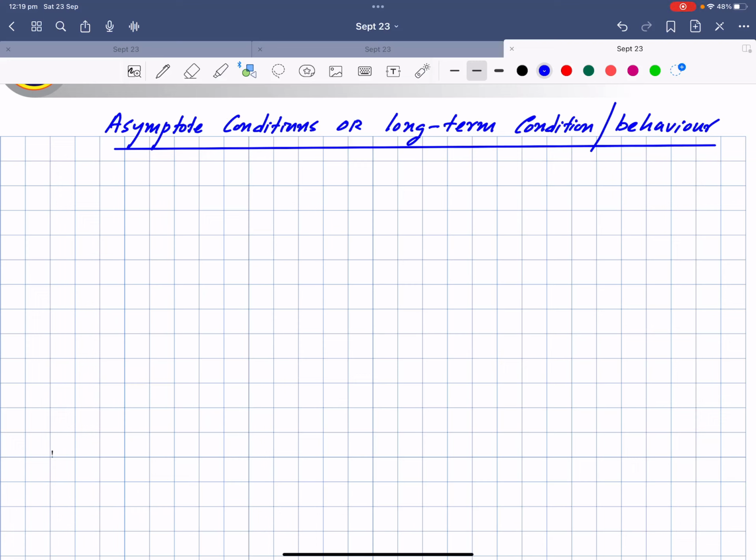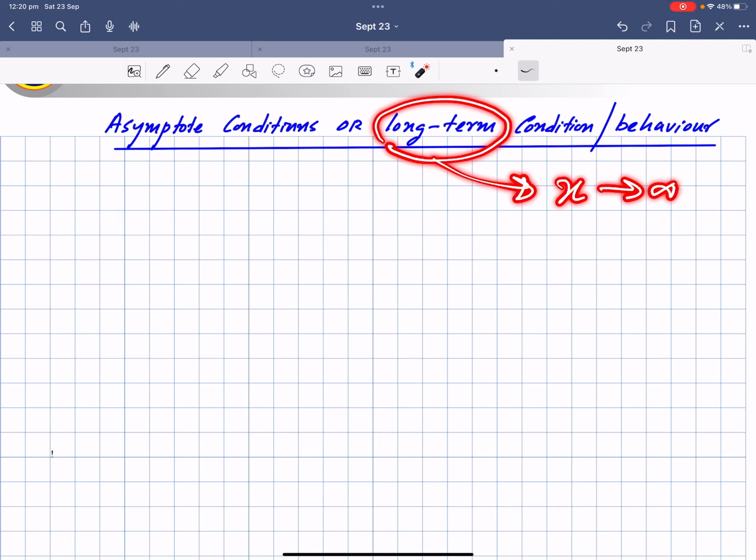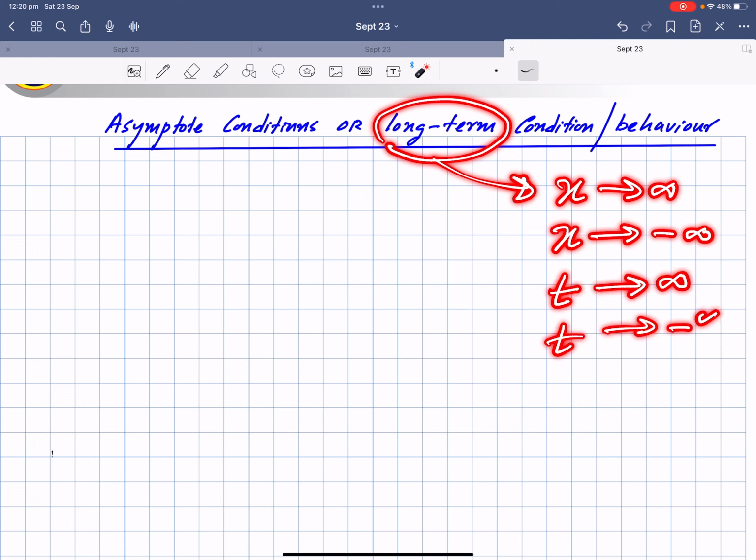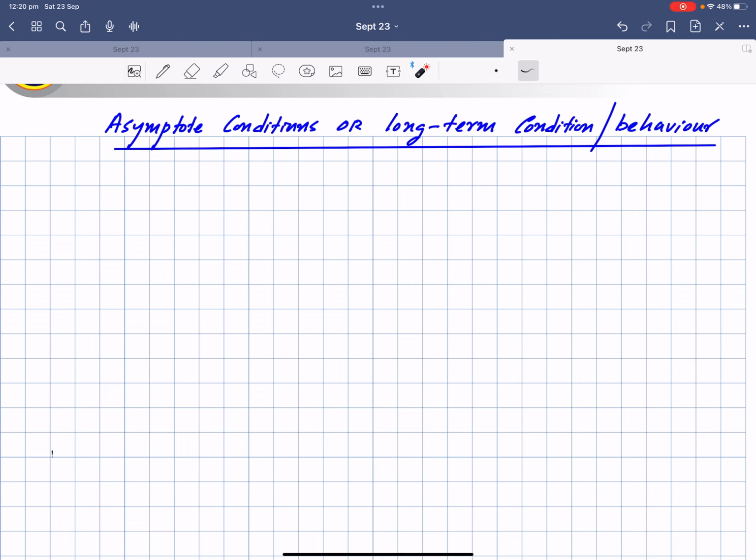Asymptote condition, or long-term behavior or condition. Now, this term is very important: long-term. Long-term means long-term, right? So if the variable is x, long-term means x goes to infinity. If the variable is x, long-term can be x goes to minus infinity. If the variable is t, long-term can be goes to infinity or maybe minus infinity, right? If the variable is y, long-term can be it goes to infinity, it goes to minus infinity. That's a long-term behavior, right? Now I will show you a few examples so that you will understand how this works.